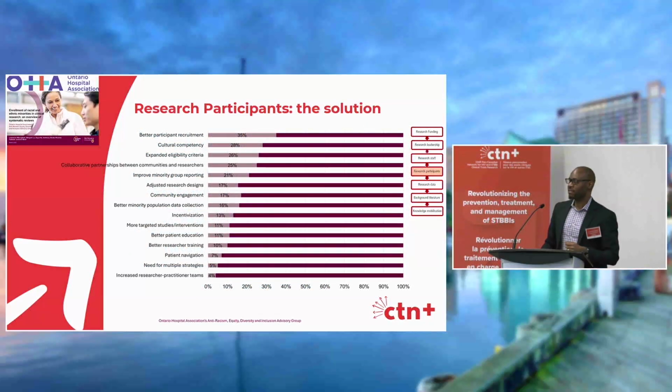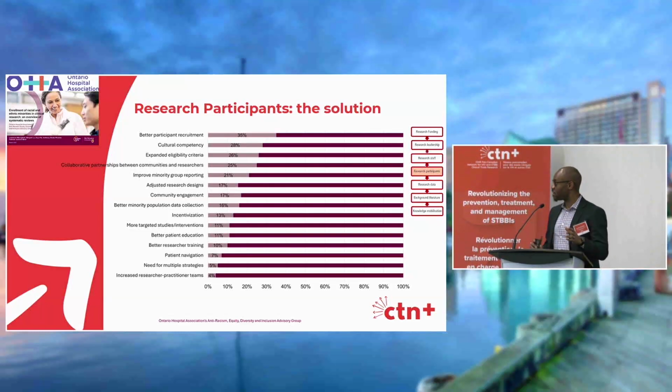So here is some work I did for the Ontario Hospital Association Anti-Racism Task Force, and we identified several different solutions reported in the literature on how to increase diversity in the participant pool that we have in clinical trials. And the first thing was improve recruitment practices, right? And there's a whole list of other things which I won't go through.